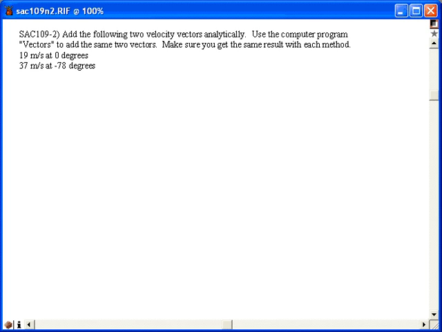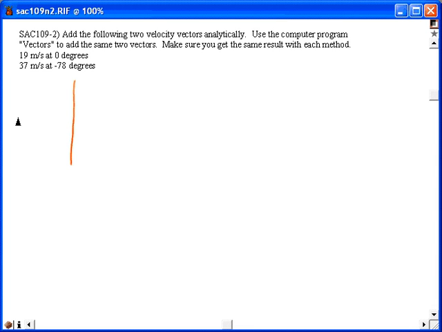And the game plan, as always: break up each of the vectors into its components, add the components to form the component of the resultant vector, and then do a little vector addition problem to form the final vector from its components. So the first one, we've got 19 meters per second at 0 degrees. That's going to be an easy one to break up into components.